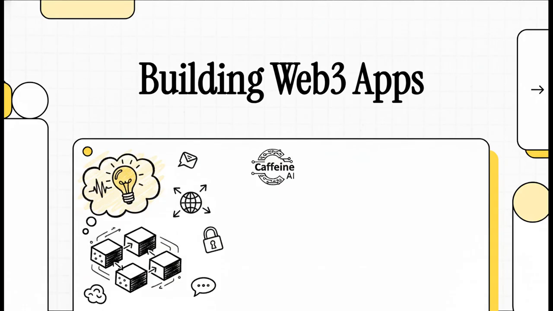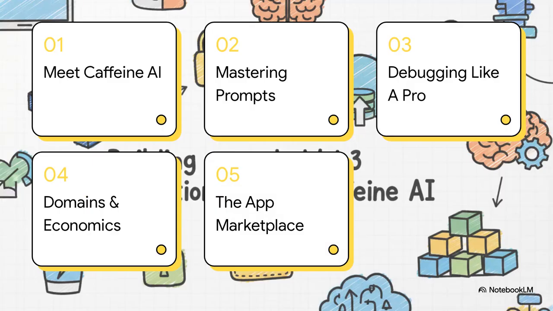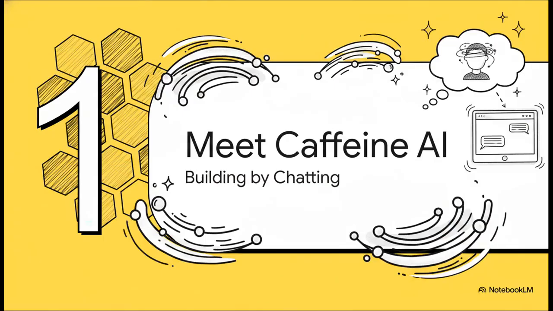Let's get into it. Here's our roadmap for today. First, meet Caffeine AI. Second, mastering your first prompt. Third, debugging like a pro. Fourth, domains and economics. And finally, Section 5, the app marketplace. All right, Section 1, meet Caffeine AI, building by chatting.